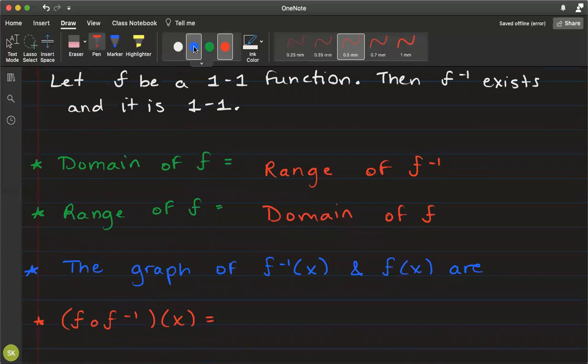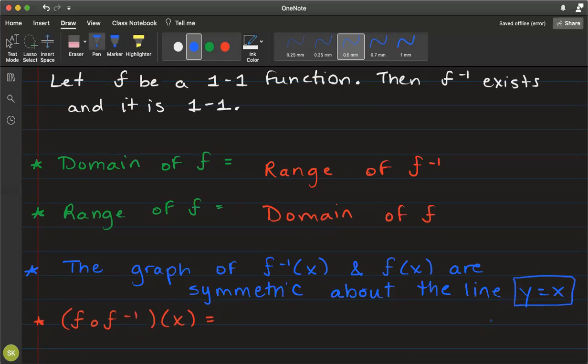Something else I want to mention is that the graph of f inverse and f are symmetric about the line y is equal to x. Now we've talked about a function being symmetric about the y-axis and the x-axis and about the origin. But now we're going to have a graph that may or may not be symmetric on its own, but if you want to graph the inverse, then you just reflect it about this line y is equal to x. And then we're going to look at some examples in a few minutes of that.